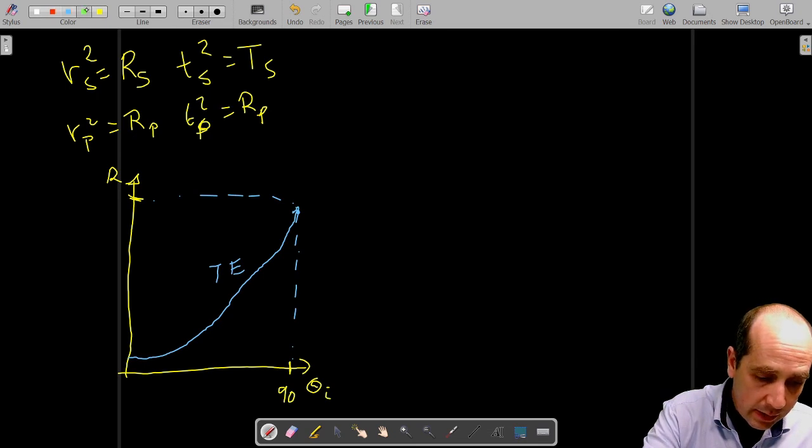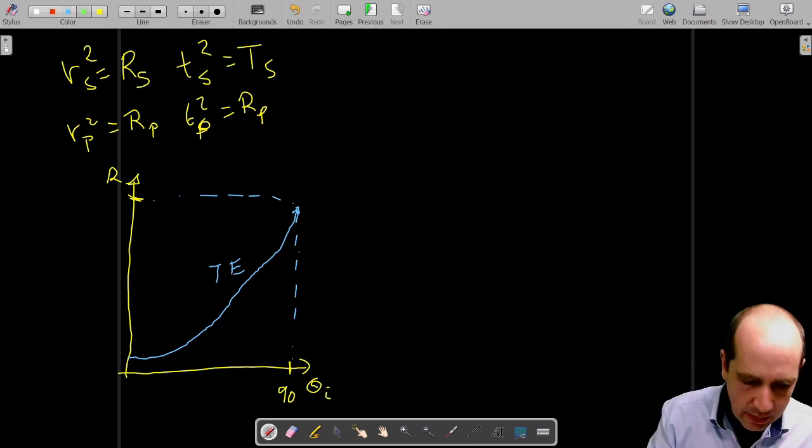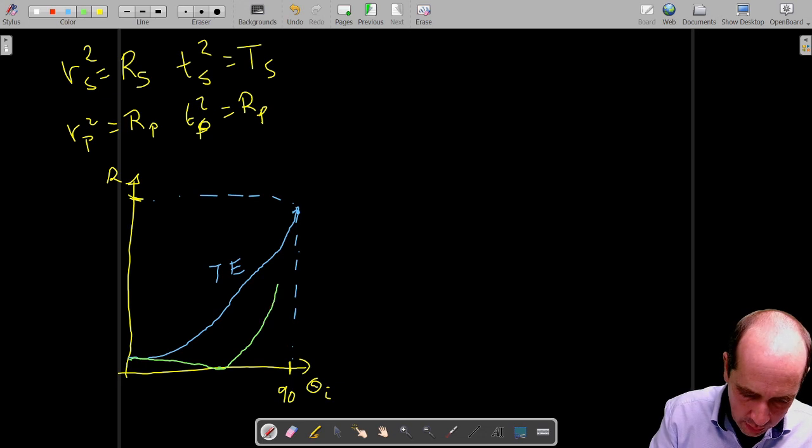The transverse magnetic case, however, has a slightly different behavior. It does something like this. It touches zero somewhere around here, and then it goes up and reaches 1 at 90 degrees as well.